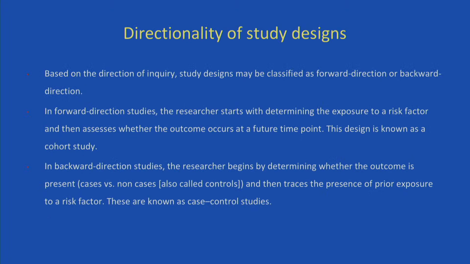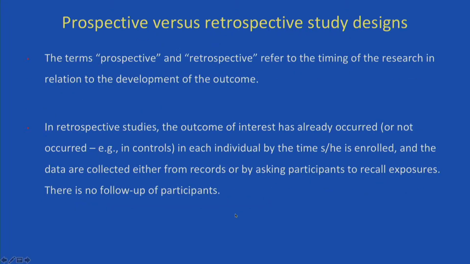Studies can be defined depending on the directionality of study design. Based on direction, a study can be either forward direction or backward direction. These are self-explanatory. Forward directional studies are where researchers start by determining the exposure to the risk factor and then assess whether the outcome occurs at a future time point. This design is known as a cohort study. Opposite to that, in backward direction studies researchers begin by determining whether the outcome is present, that is cases versus non-cases or controls, then trace the presence of prior exposure to risk factors, which is called a case control study.